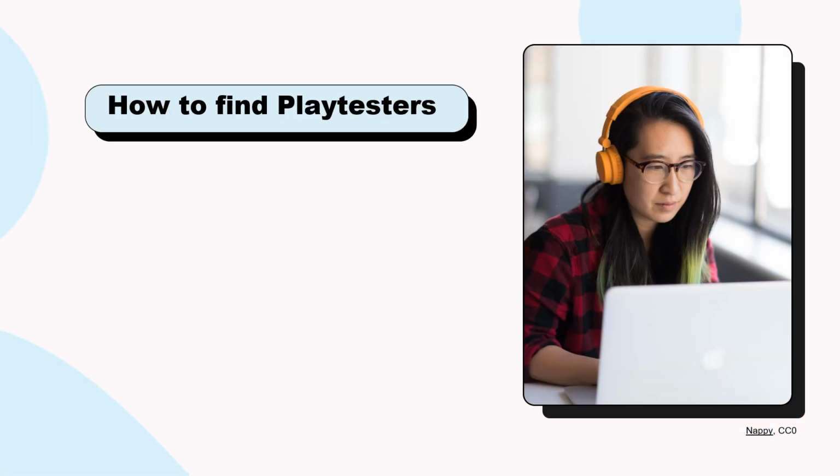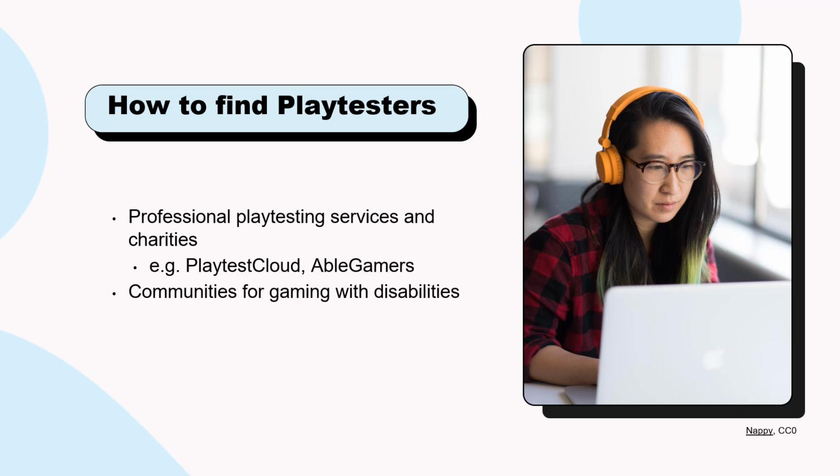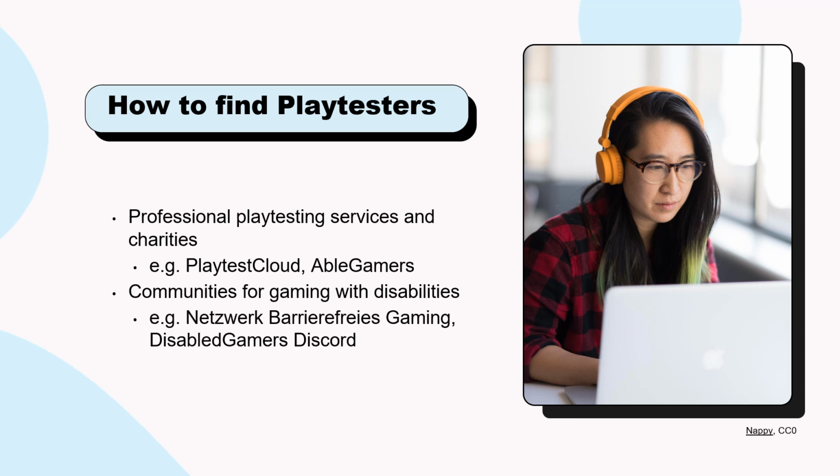There are a number of ways to find playtesters with disabilities. If you have the necessary budget and want to streamline the process, consider reaching out to professional playtesting services like Playtest Cloud and Player Research, or to charities like Able Gamers, to just name a few examples. These services will find players, conduct playtests, and deliver feedback based on your specifications. Another option is to reach out to dedicated online communities for gamers with disabilities, such as the Netzwerk Barrierefreies Gaming or the Disabled Gamers Discord.